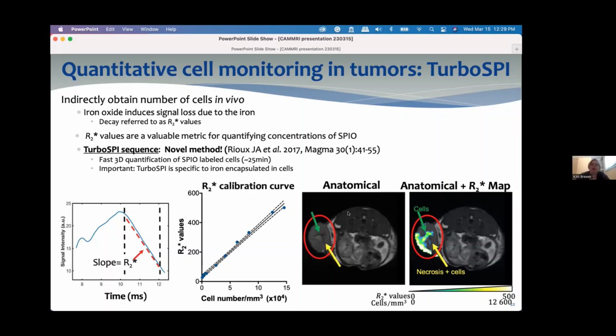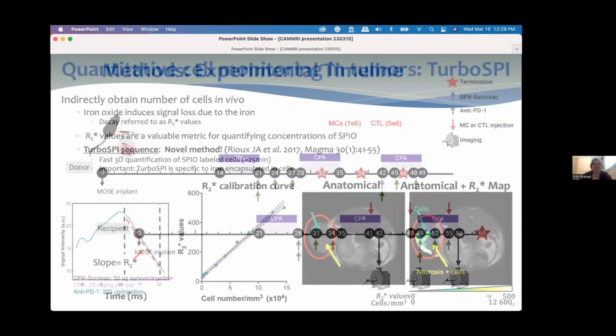So for example, on the left is the anatomical, and on the right is the anatomical plus the map of cells, where the cells are in bright green. And you'll notice they're actually pretty clustered on the edge. This is very common in tumors where you don't get penetration into the center, because in the center of these tumors, a lot of times they're dying. And so you get cells ringing the periphery of the tumor.